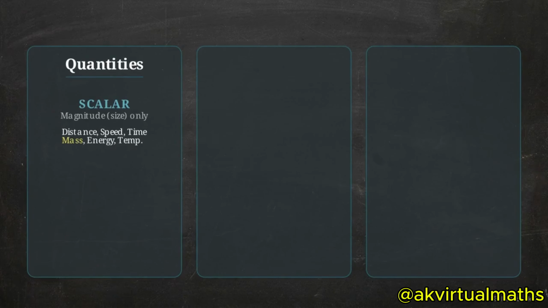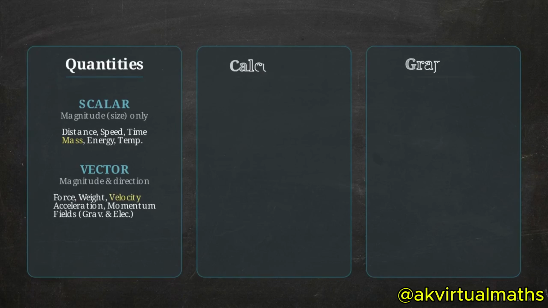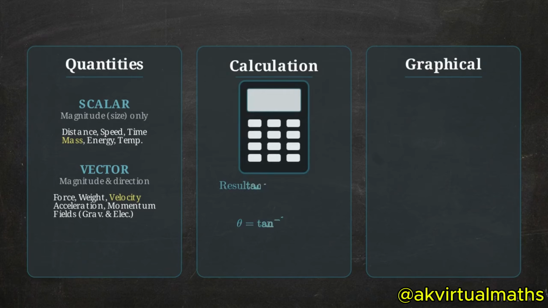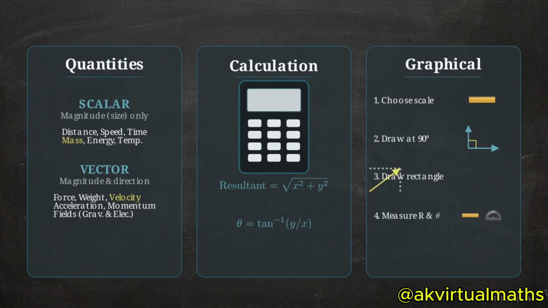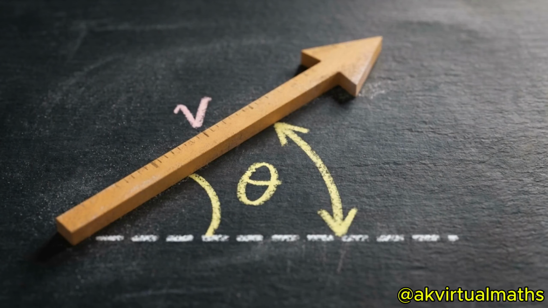Scalars have only magnitude, while vectors possess magnitude and direction. To combine perpendicular vectors, you have two paths. You can use the Pythagorean and inverse tangent formulas, or follow the graphical method. Choose a scale, draw at 90 degrees, complete the rectangle, and measure. To master vector physics, you must always account for the angle.